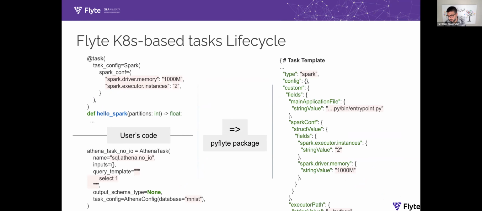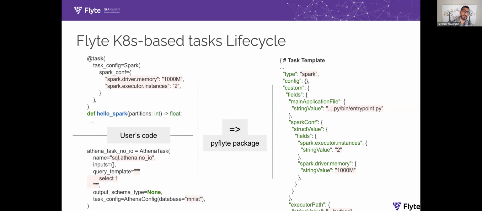Typically, this is where you start, right? You have to decide first what you want the users to write. I have 2 examples here on the left side, a Spark plugin on the top. So this is how the user declares that they want a Spark task. They write what looks like a regular Python function, right? With inputs, outputs, and the add task annotation. And the only difference you see here is this task config equals Spark. And this is sort of the entry point to using your plugin.